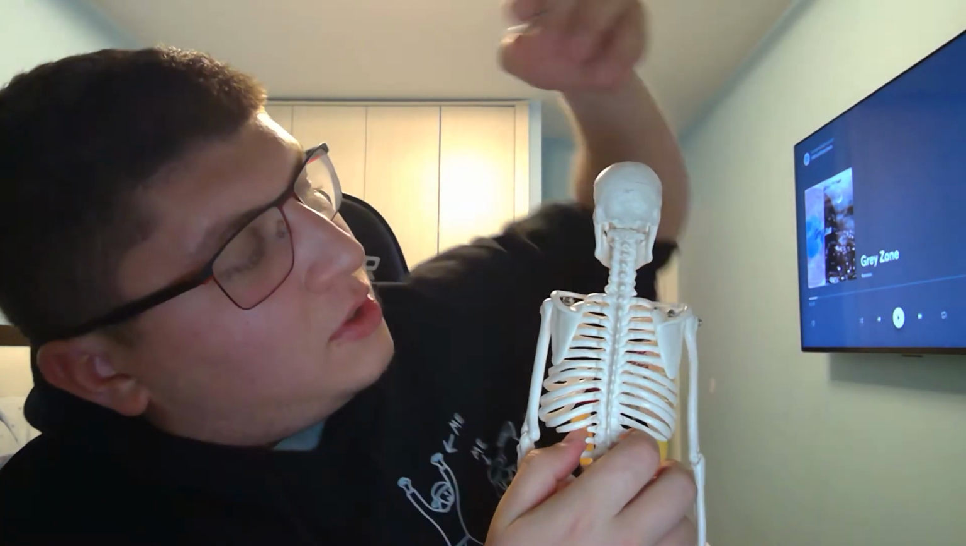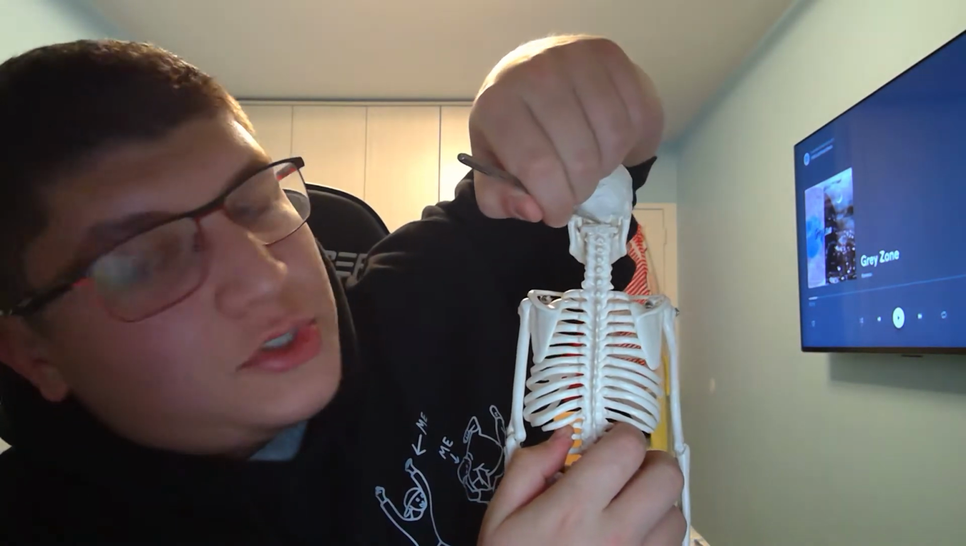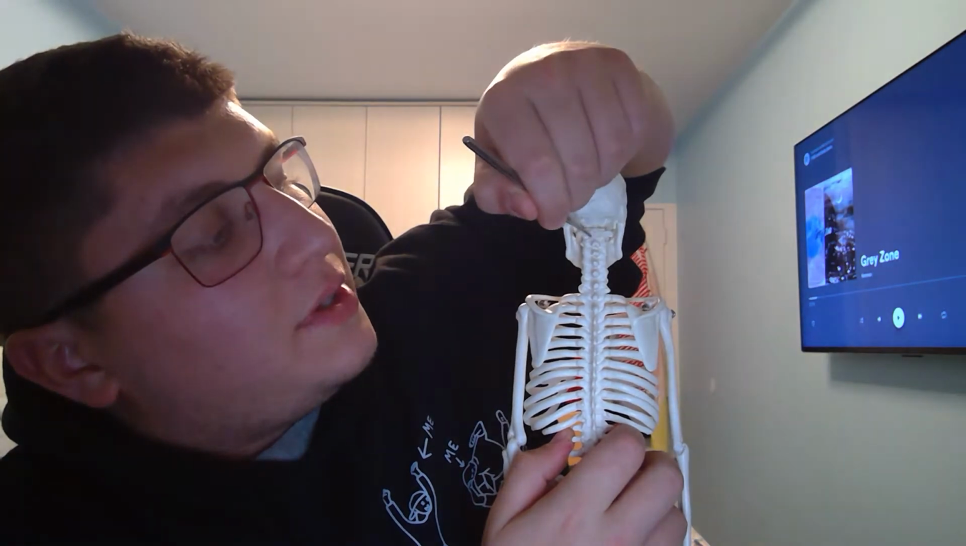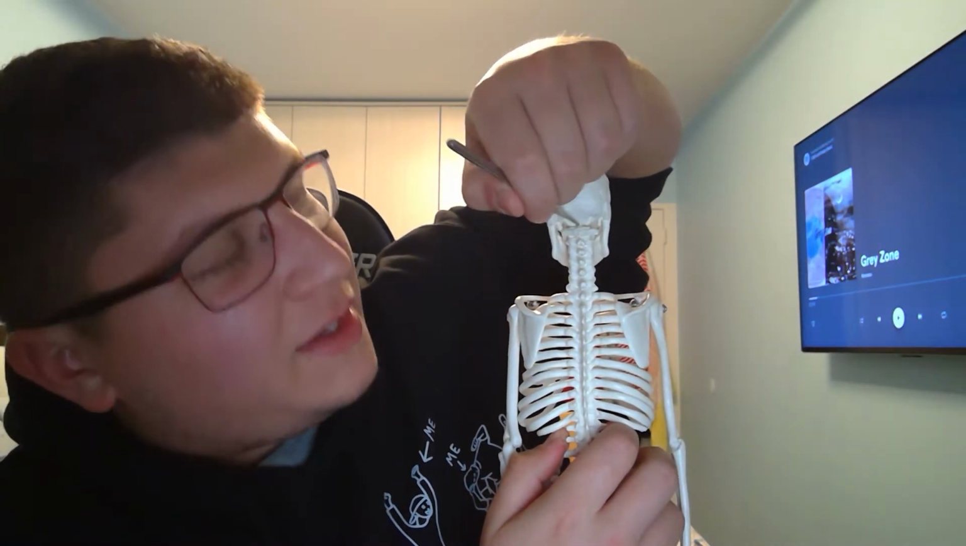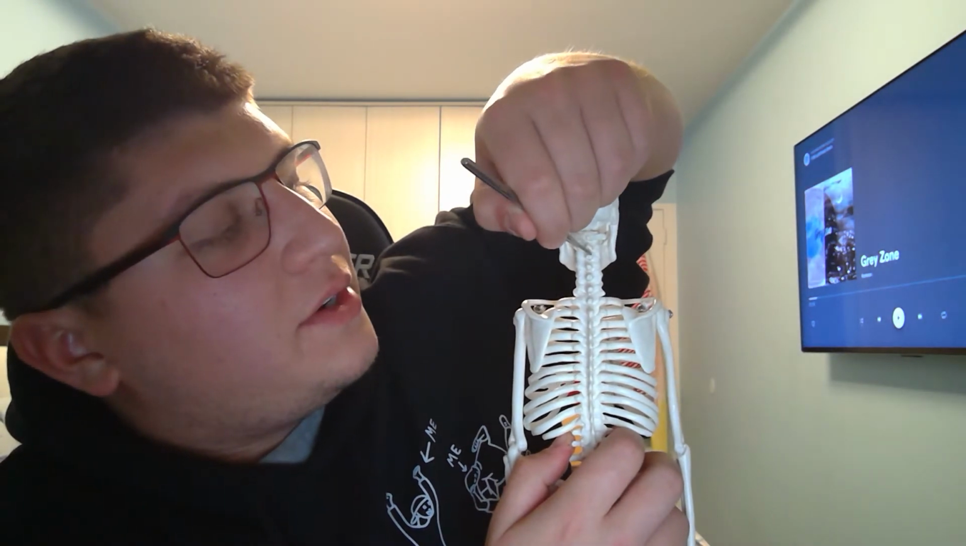There are 26 bones on the vertebral column. You're going to have the top 2 cervical bones, which are the ones that you have to know. It's your atlas, atlas after the Greek god, and your axis.